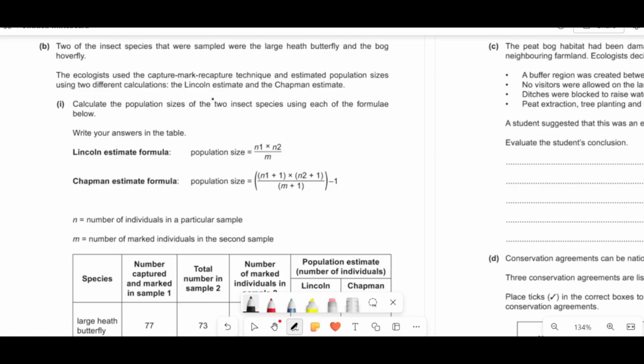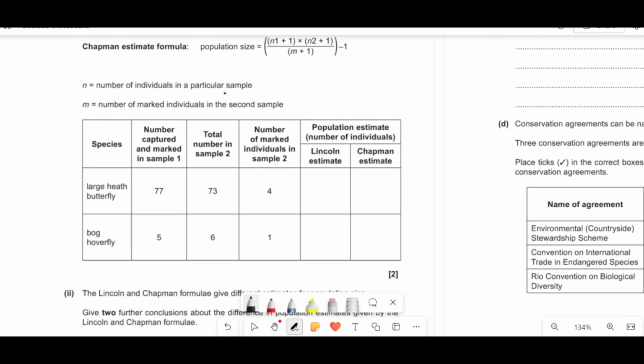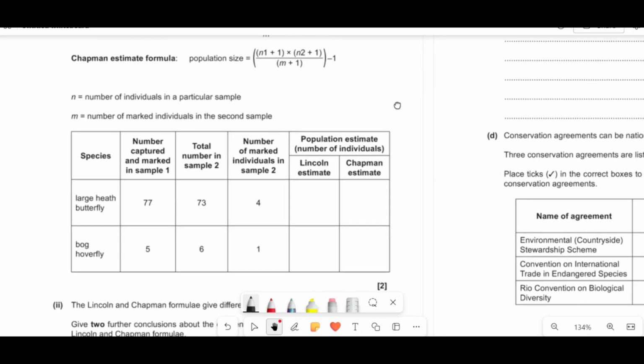It's everywhere, dude. The Lincoln estimate. But anyway, the reason I say that is because Lincoln reminds me, whatever. Anyway, calculate the population size of the 2 insect species using each of these formulae below, and then write your answers in the table. So we have the Lincoln estimate formula here, and the Chapman estimate formula there. Little n is the number of individuals in a particular sample, and m is the number of marked individuals. Fine. So all we have to do is calculate using these formulae.